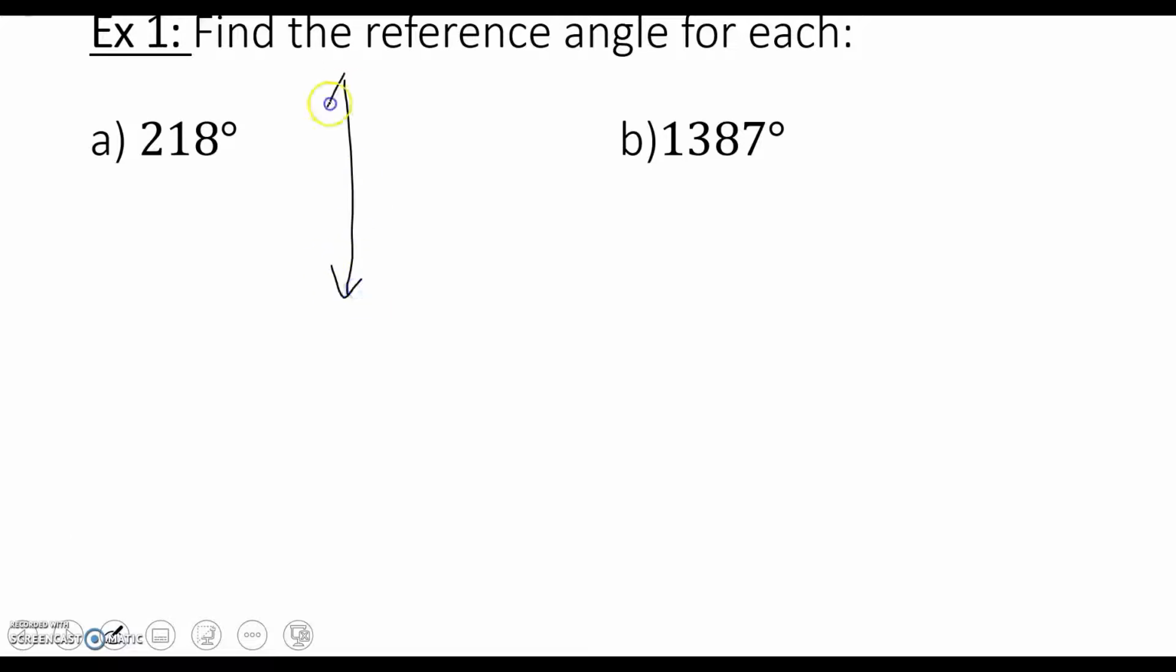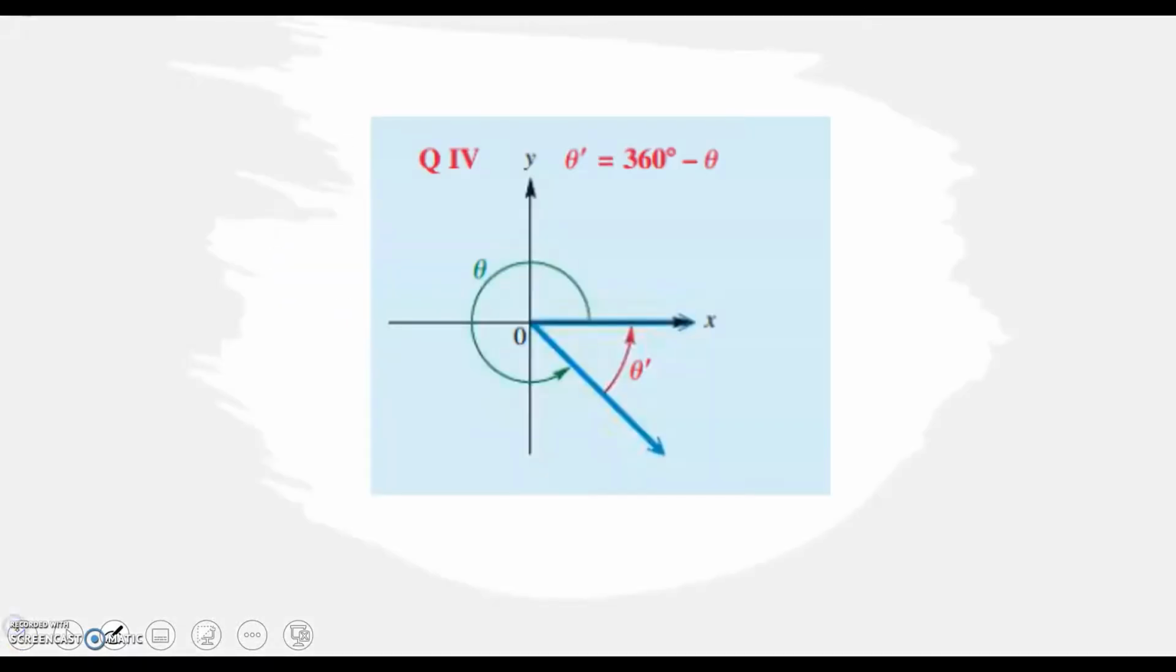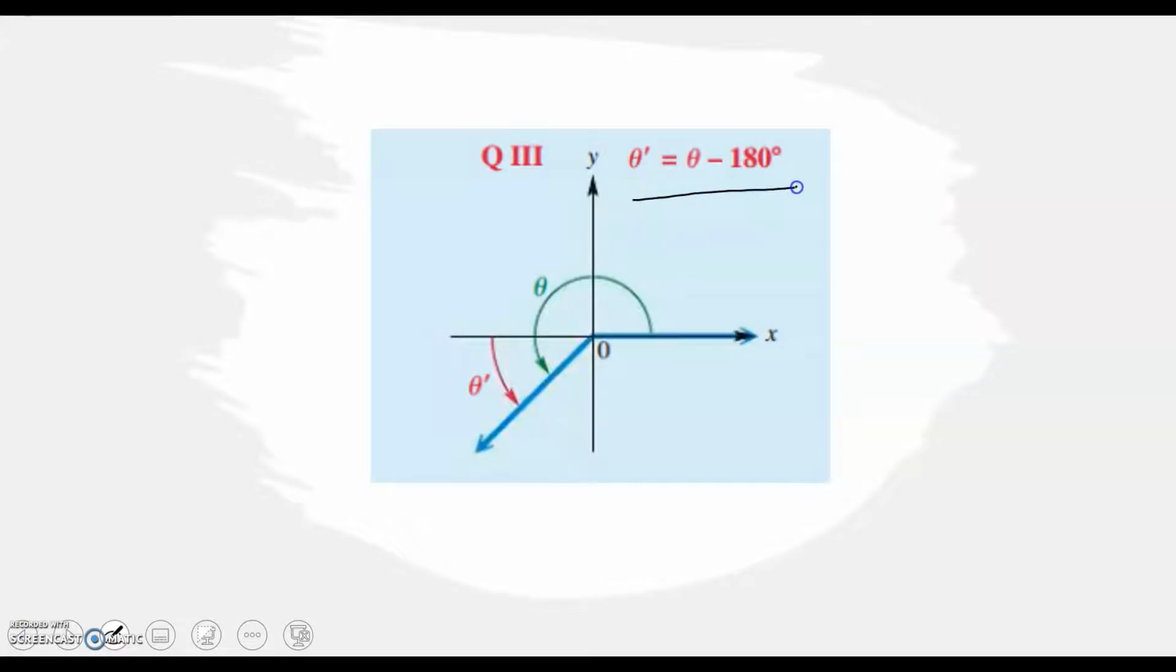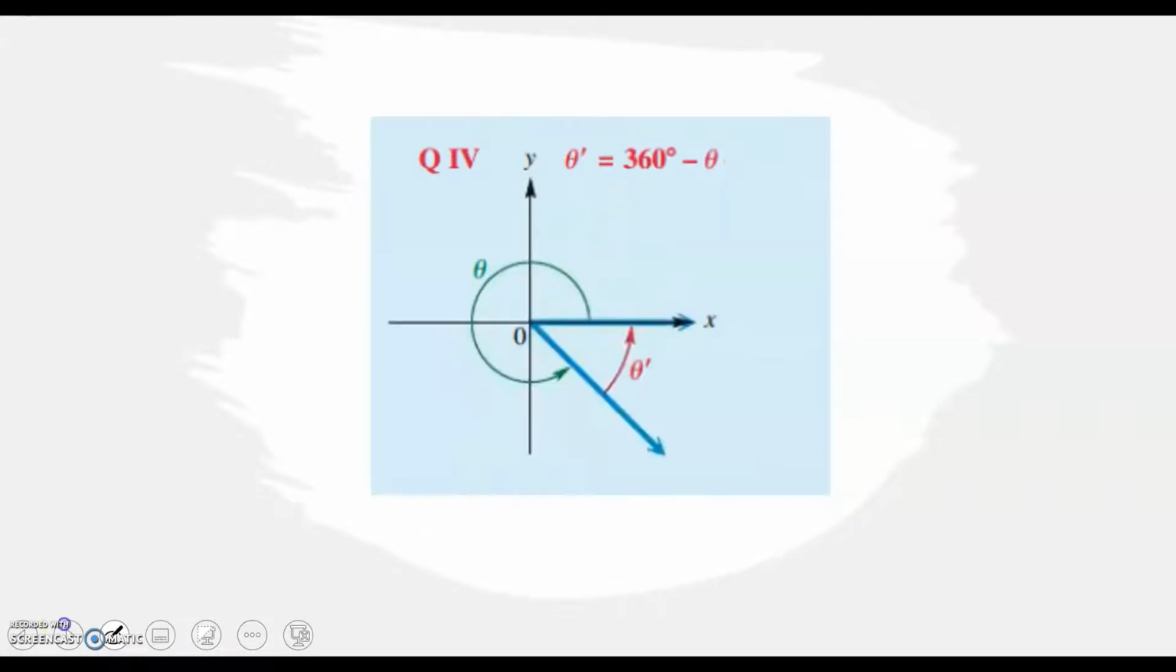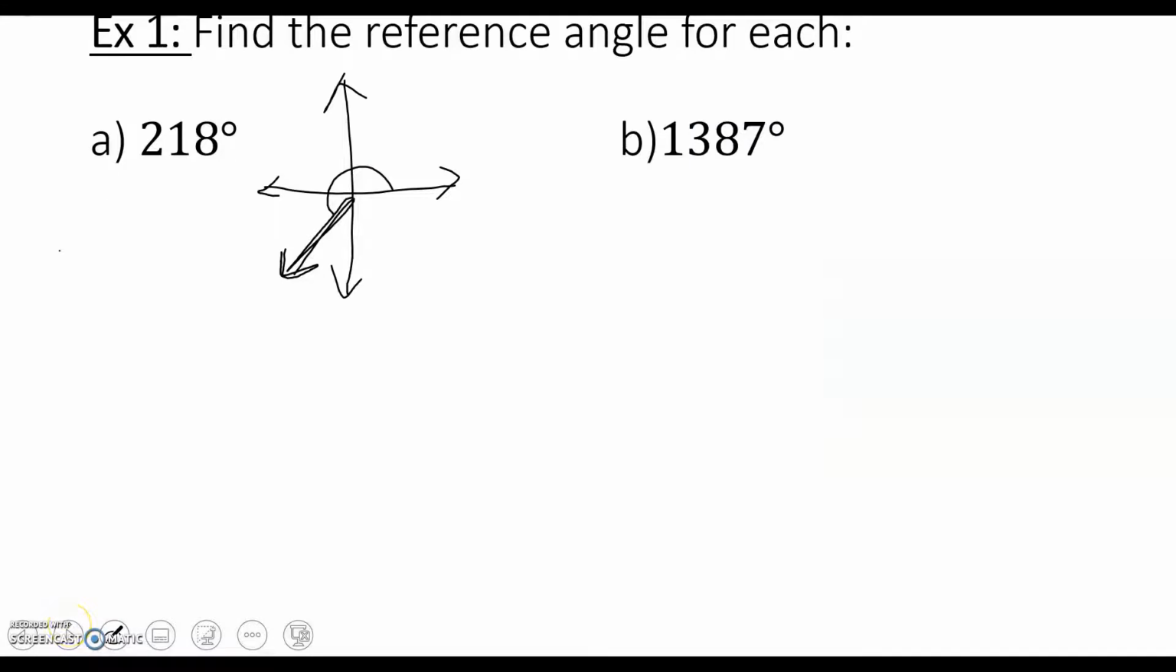So if we just think about 218, I'm going to do a quick sketch here. So we know from here to here is 180. So 218 will fall somewhere in the third quadrant. And so if we were to go back and look at quadrant 3, how you find the reference angle in quadrant 3 is you do the angle minus 180. So I would do 218 minus 180, and that would give me theta prime.